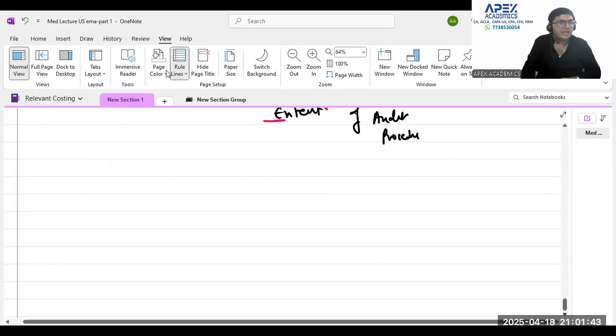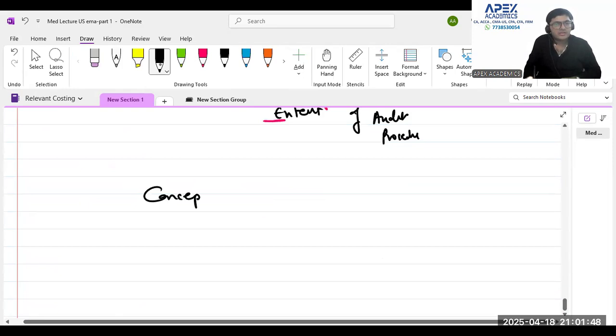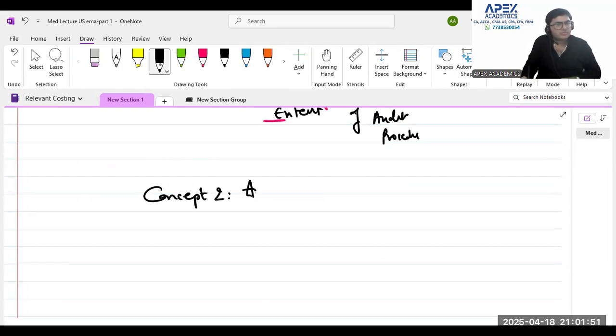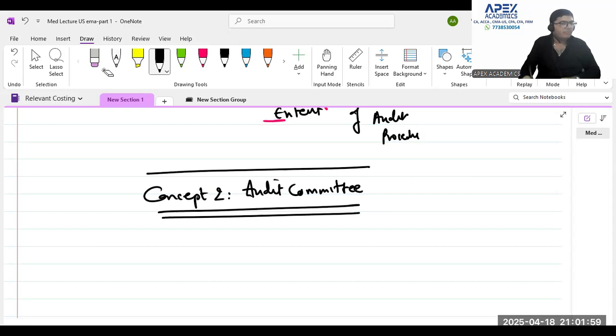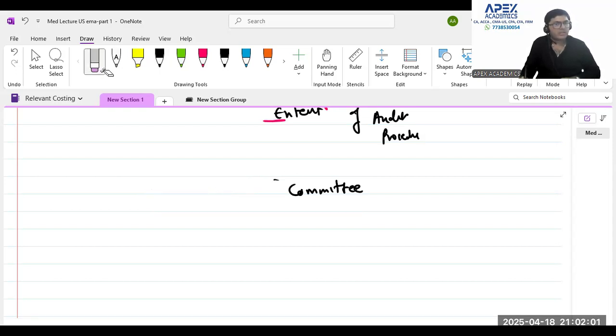In our second bit, we are going to look at concept number 2, audit committee. But what we are going to do with respect to audit committee is going to be slightly different. Now we are going to jump into our questions, and we will then go concept wise. So we take a 5-minute break and we get back.